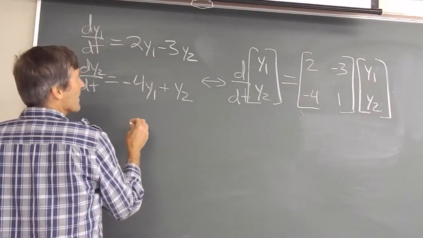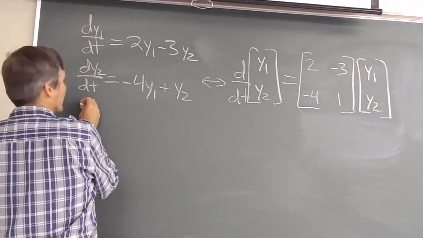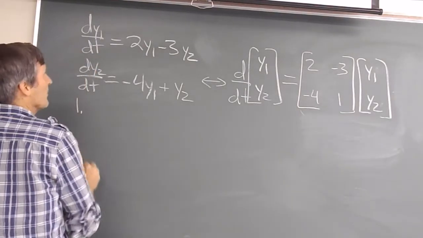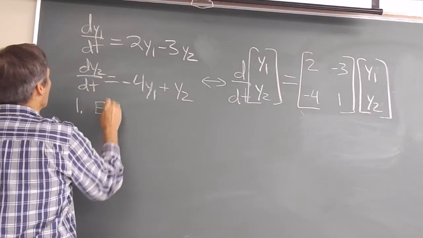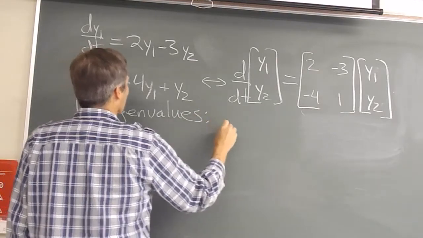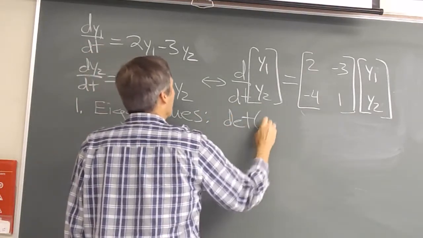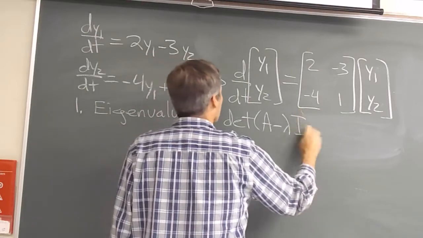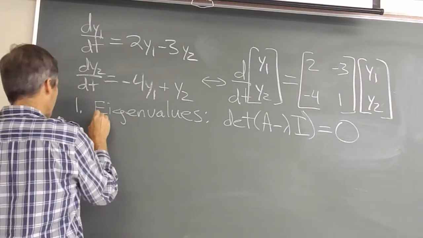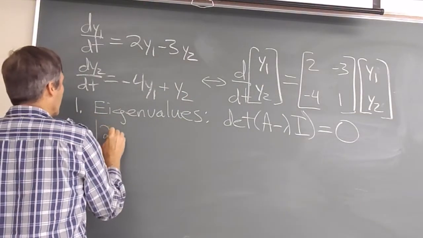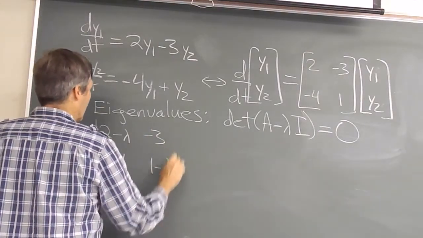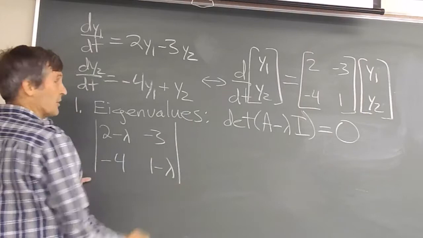And so we need the eigenvectors and eigenvalues. Well, we try to find the eigenvalues. They're the solution of determinant of A minus lambda times the identity equals 0, which means we subtract lambda from each diagonal element, obtaining this matrix. And the bars on the side mean determinant of the matrix, right?